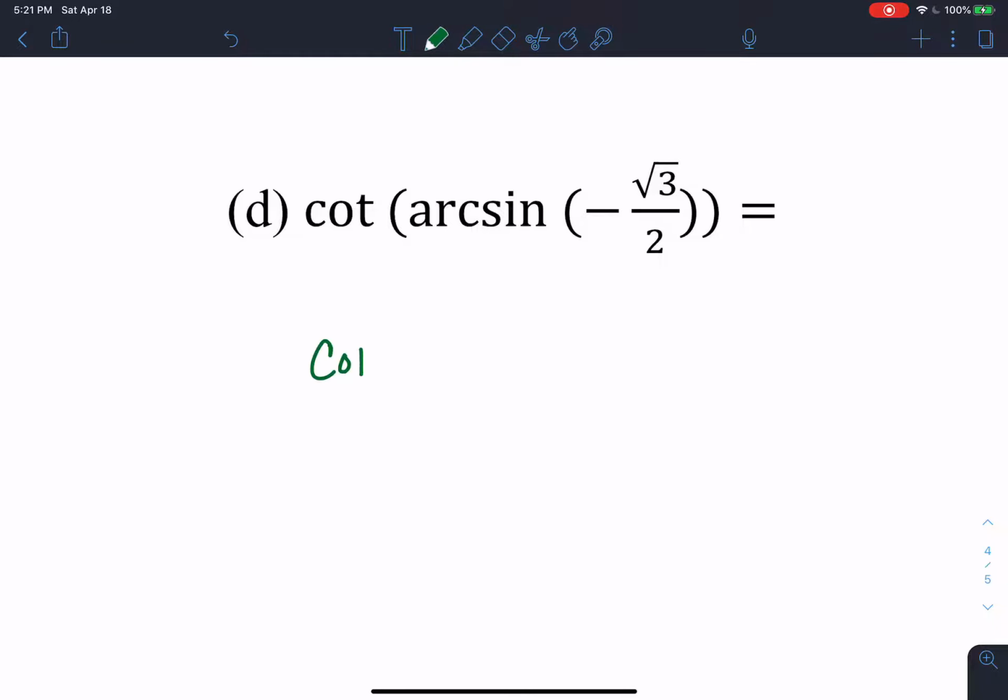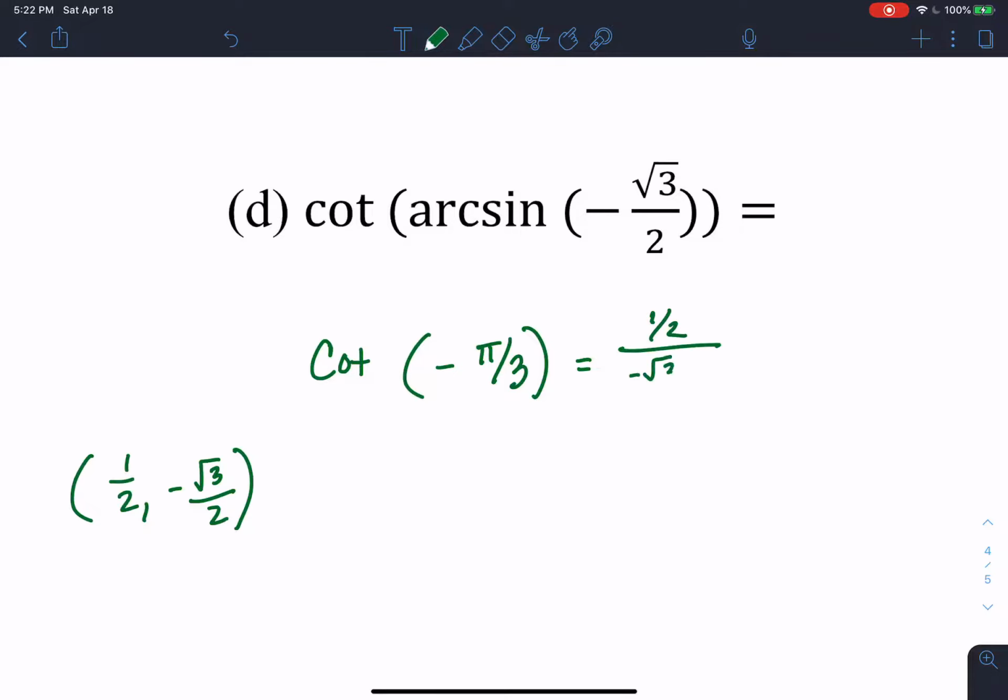Okay, cotangent of arcsine of -√3 over 2. Where's the y value? Negative root 3 over 2. That is going to be negative pi over 3. Now if I'm doing negative pi over 3, that's 1/2 and negative root 3 over 2. When I do cotangent, it's the x term divided by the y term, which is negative 1 over root 3, or negative root 3 over 3.